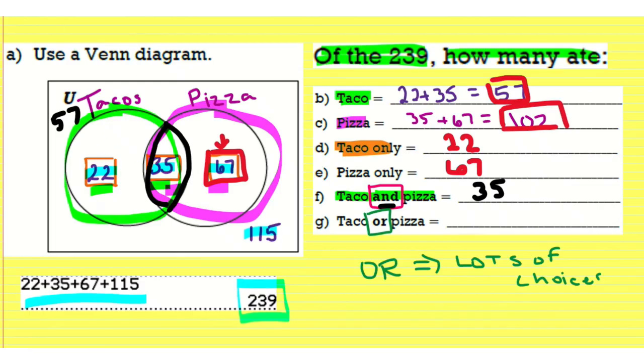22 plus 35 plus 67. And if we add all three of those numbers up, it is going to give us 124. So tacos or pizza includes everything in the taco and pizza circles, the 22, the 35, and the 67, and they all add up to the 124. Okay.